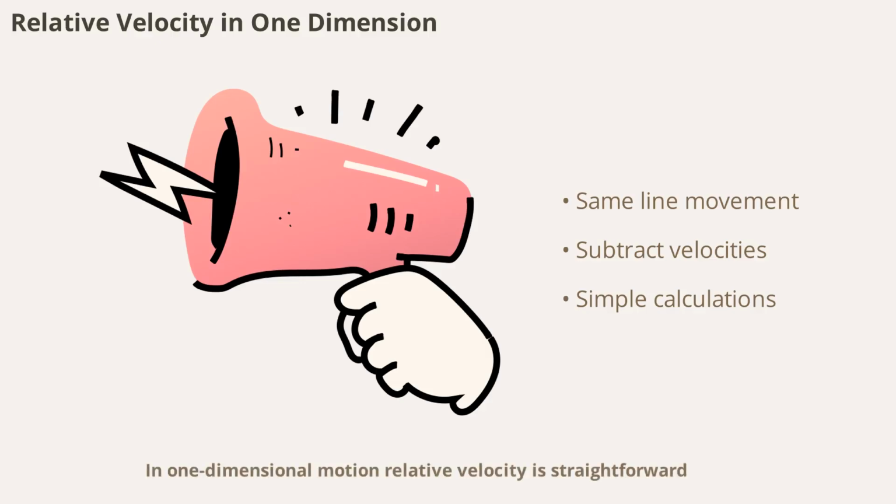In one-dimensional motion, relative velocity is straightforward. If two objects are moving along the same straight line, the relative velocity of one with respect to the other is simply the difference between their velocities. This concept helps us solve problems where two objects move towards or away from each other, such as cars on a highway or boats on a river. It's a fundamental idea that lays the groundwork for more complex scenarios.